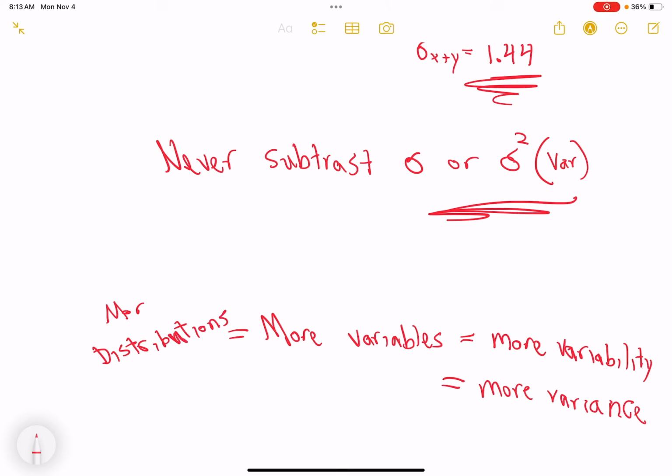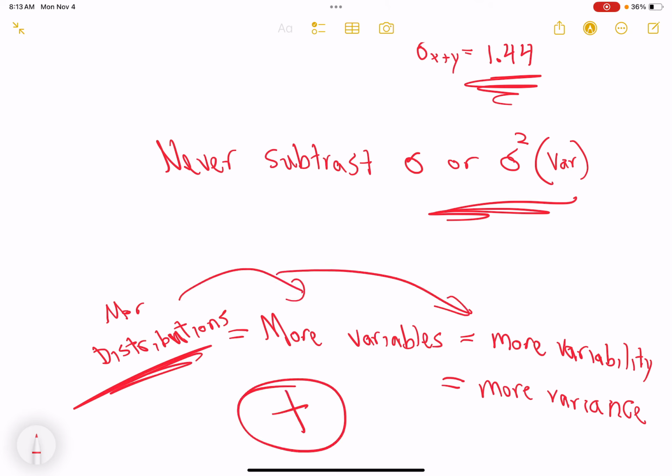Even if we're subtracting one distribution from another, we are complicating the situation. And by complicating it, we are still going to add. Always, always, always, always, always. We cannot add standard deviations. We can only add variances, but we cannot subtract variances or standard deviations.